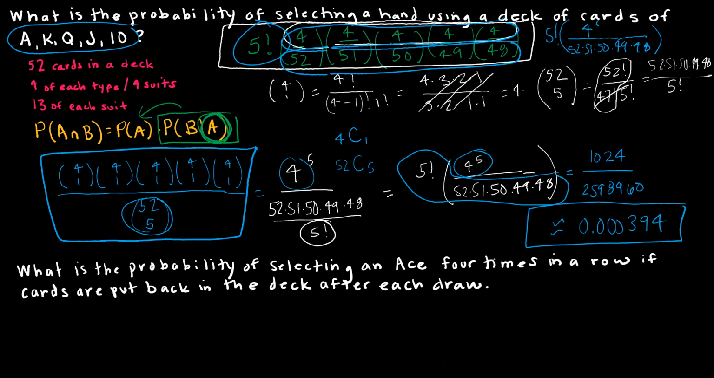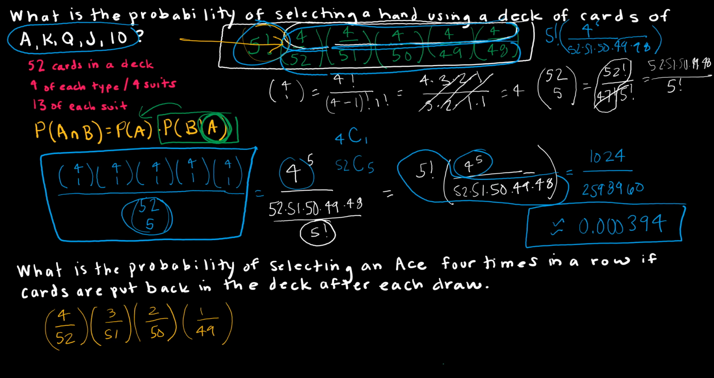Now let's take a look at the probability of selecting an ace 4 times in a row if the cards are put back in the deck. So if the cards were not put back in the deck, we would have a situation like this, where we would say 4 out of 52, 3 out of 51, 2 out of 50, 1 out of 49. And we don't really care about order. We don't have to worry about multiplying by some value here, because we're not saying that it has to be this ace first or this ace second.